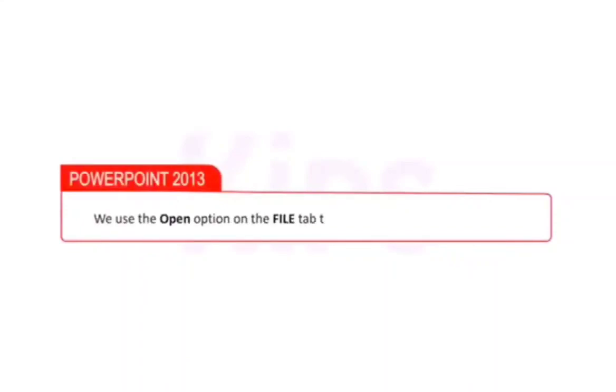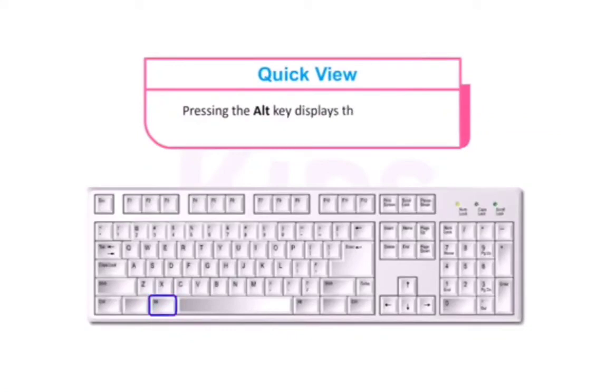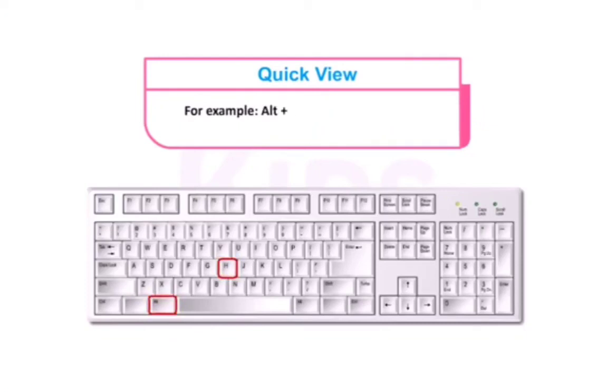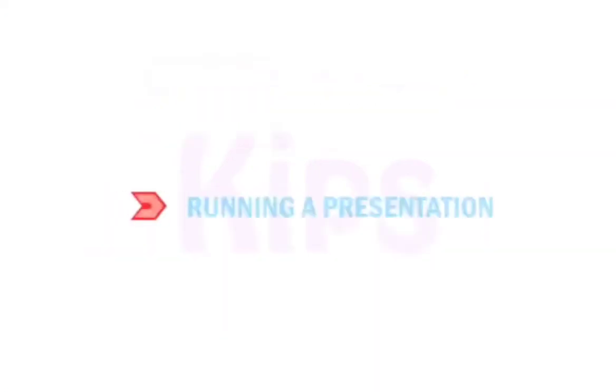We use the Open option in the File tab to open any file in PowerPoint 2013. Quick View. Pressing the Alt key displays the shortcut key for each tab. To open any particular tab and its commands, press the Alt key along with the specific shortcut key, for example, the Alt plus H key combination.